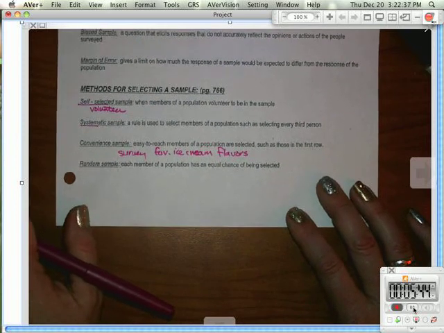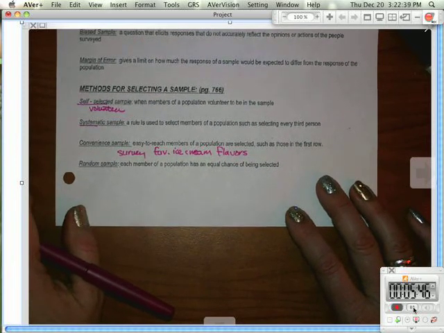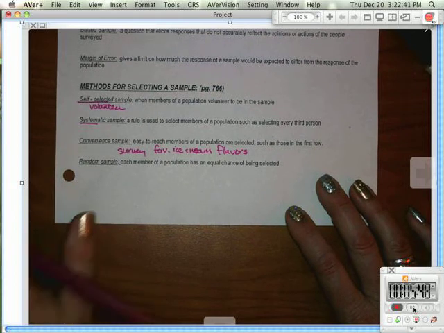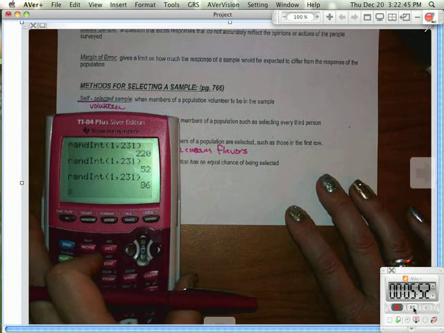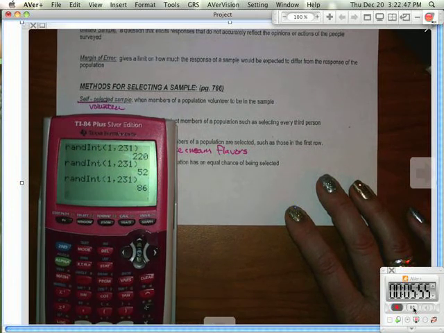A random sample is when each member of a population has an equal chance of being selected. And that again brings this little technique up here. That would be a completely random sample. All right?